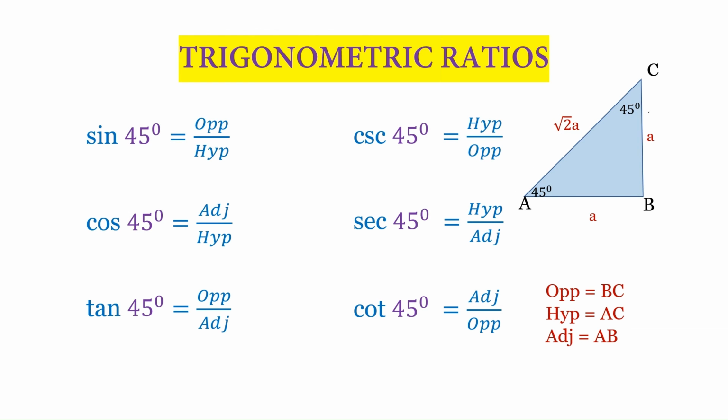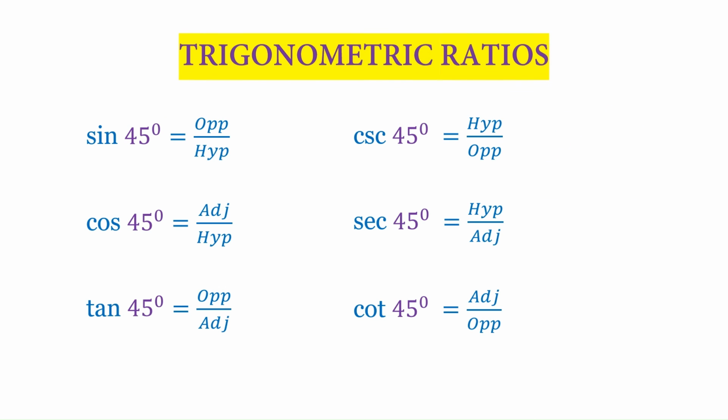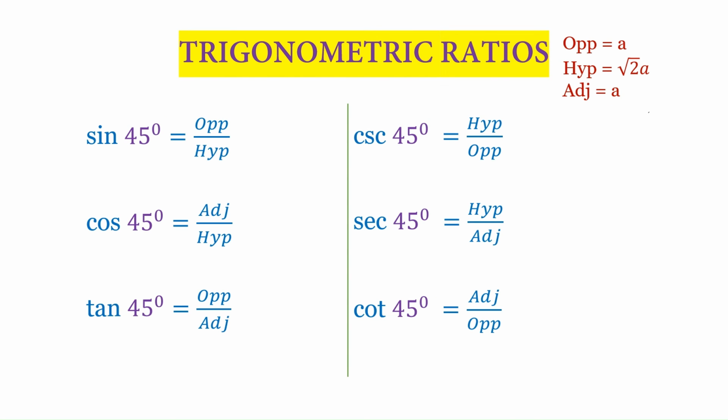For angle A, we will obtain the ratios with respect to angle A. Opposite side is BC and adjacent is AB. Let us note the values of these sides and substitute them in the formulas. For sine 45, opposite by hypotenuse, opposite is a by root 2 a. This gives 1 by root 2. Again for cos 45, adjacent by hypotenuse, adjacent is a divided by root 2 a, that is again 1 by root 2. Tan 45 is opposite by adjacent, a by a gives 1.